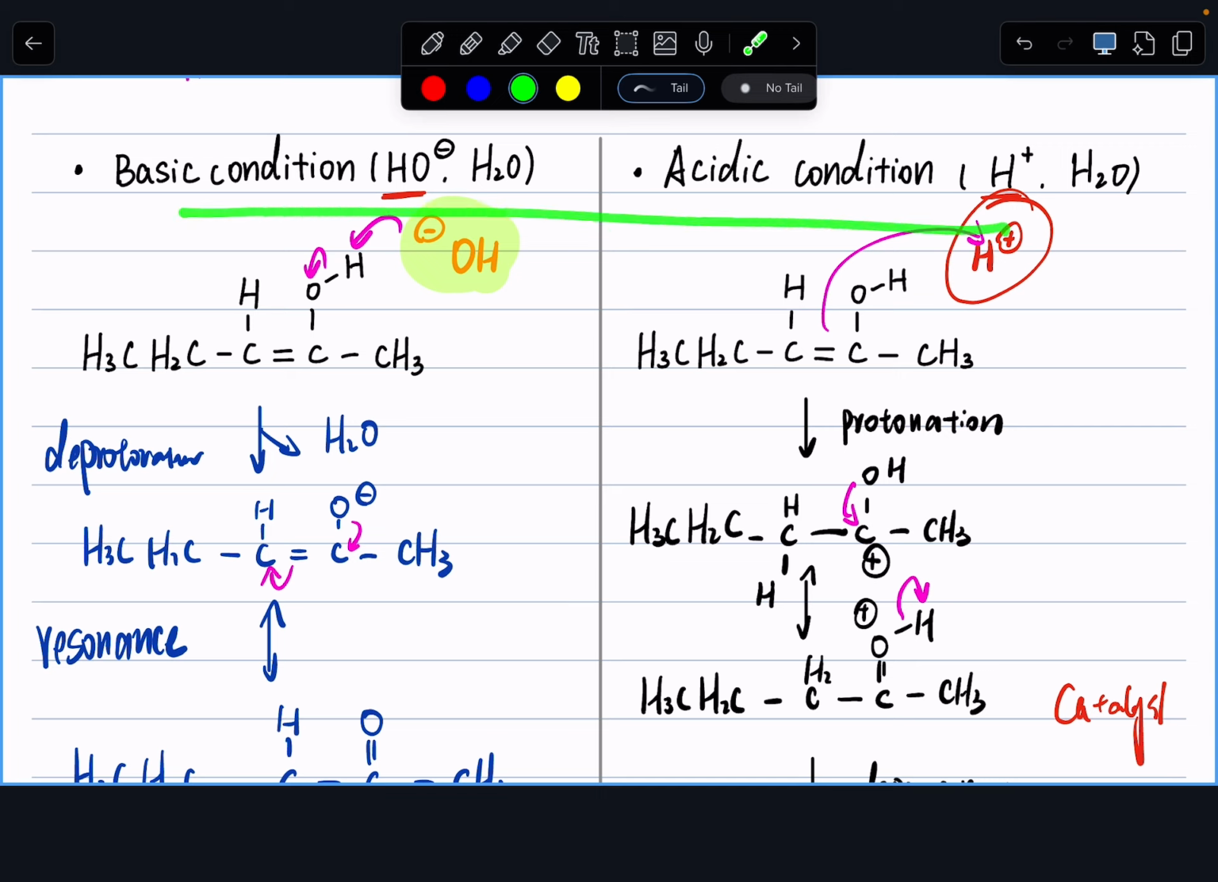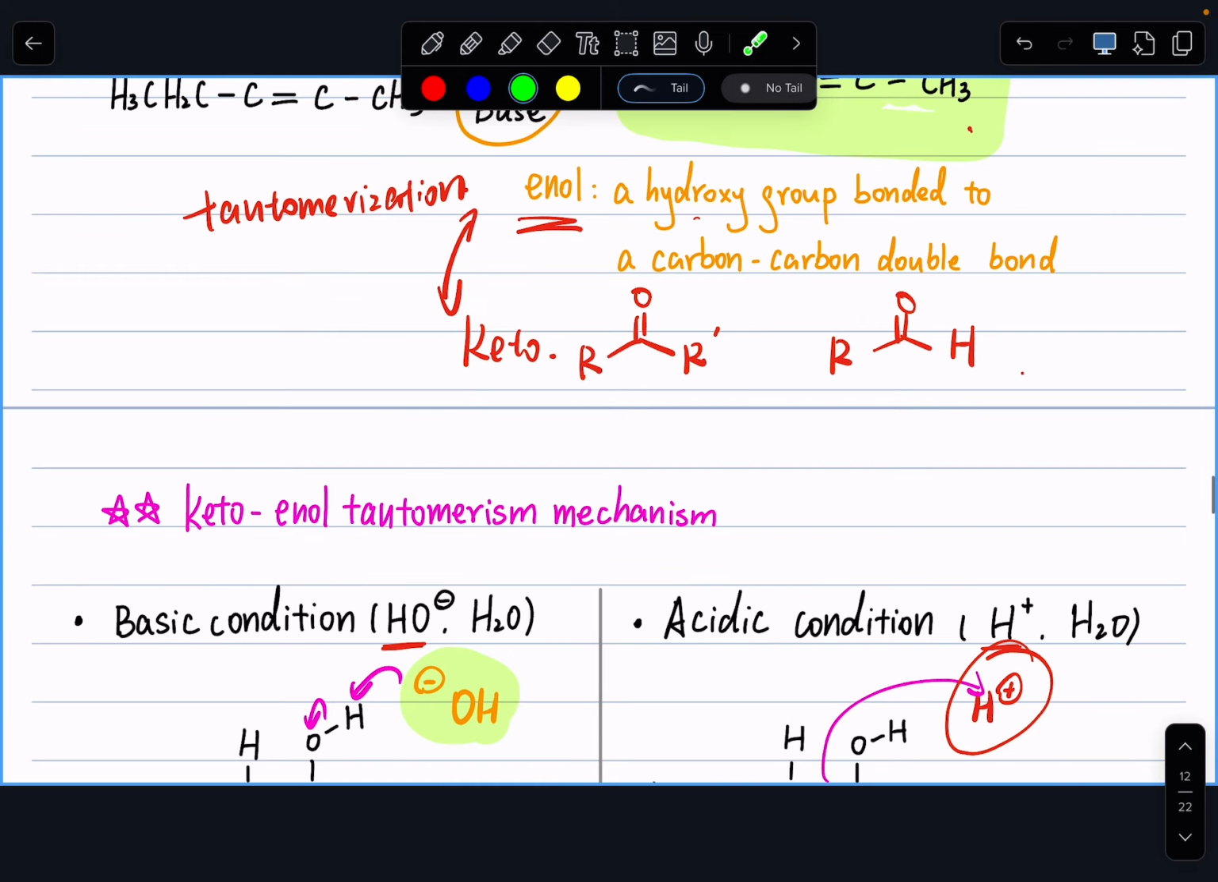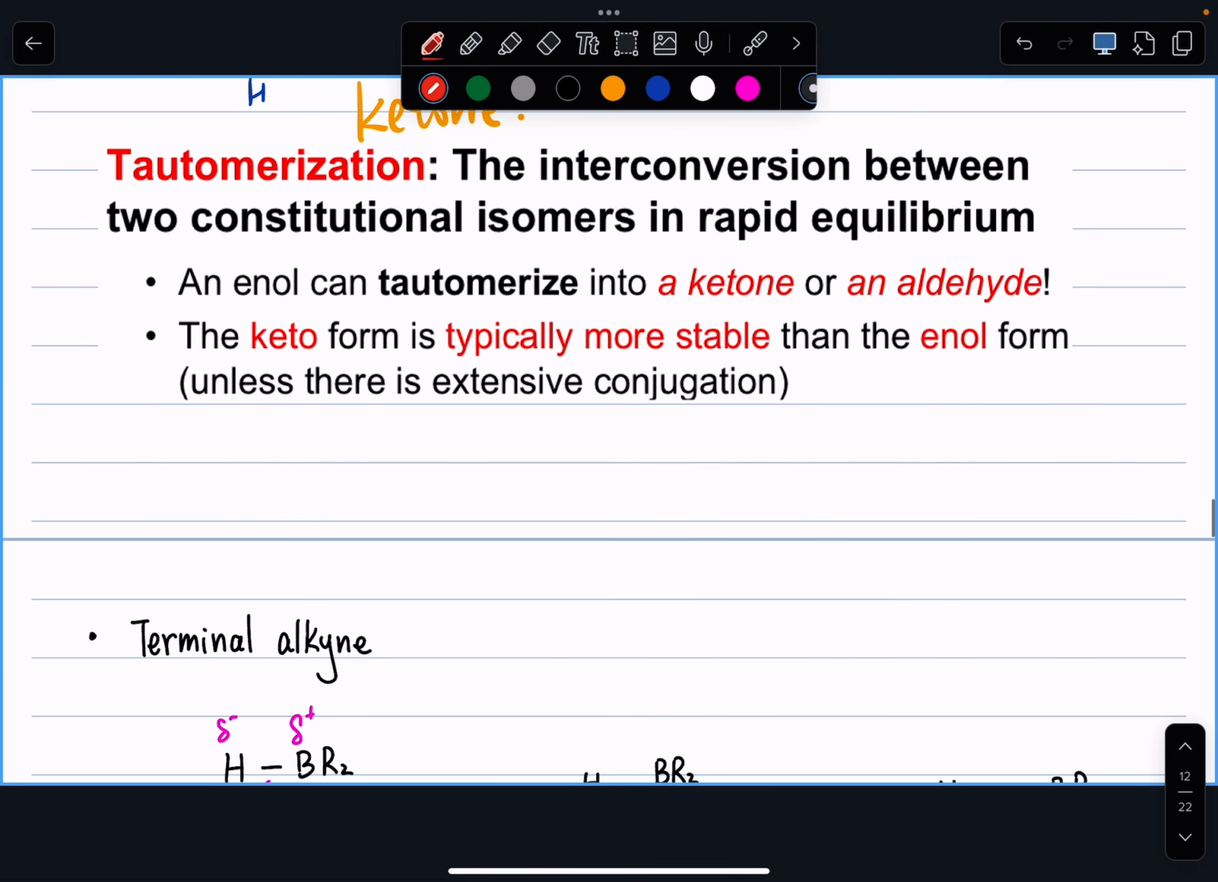Right, so the take-home message here is the keto-enol tautomerization will take place under either basic or acidic condition. The keto form is more stable compared to the enol form. Or if you're looking at these reaction mechanisms, whenever you see an enol, so a double bond, and then around that double bond, you have an OH group. So whenever you see an enol, keep in mind that the keto-enol tautomerization can take place.